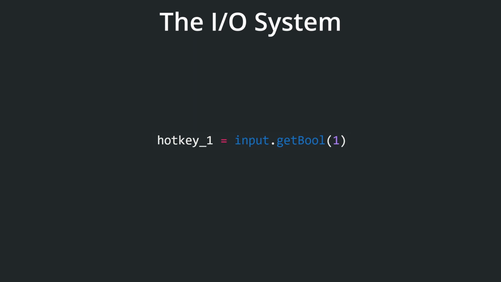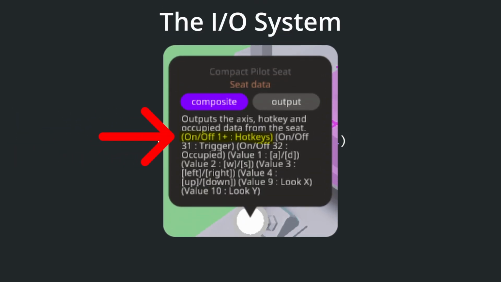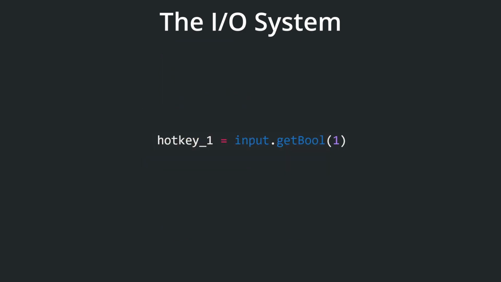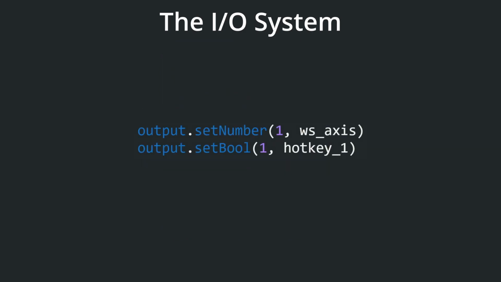We can also input booleans using input.getBool instead of .getNumber, as shown here. This will get hotkey 1 on the seat, which is on composite channel 1, and set it to a variable called hotkey_1. Output works much the same way, as shown here. We can output numbers and bools, nothing else.